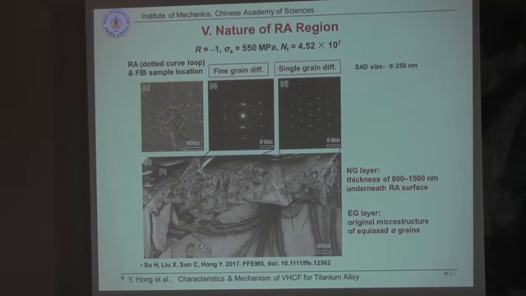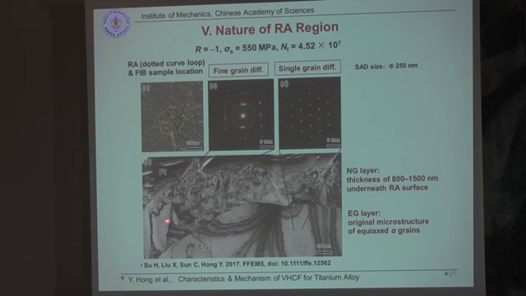So we are again trying to examine the detailed information of the RA region. I mentioned we chose 3 specimens. One is a -1 stress ratio failure in a very high cycle fatigue regime, and this is the RA region, and this area is the location for FIB sample preparation. The FIB sample is very small. The thickness is 80 nanometers.